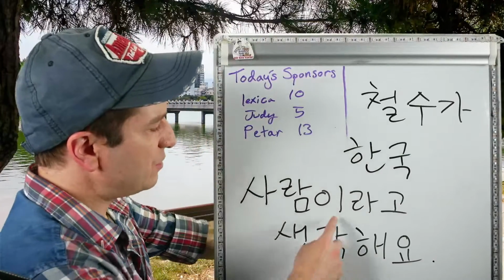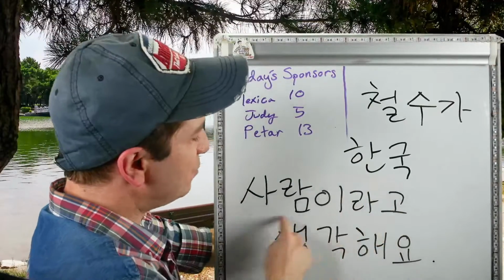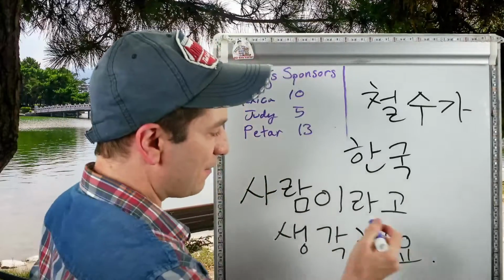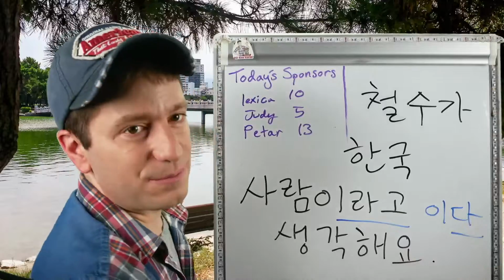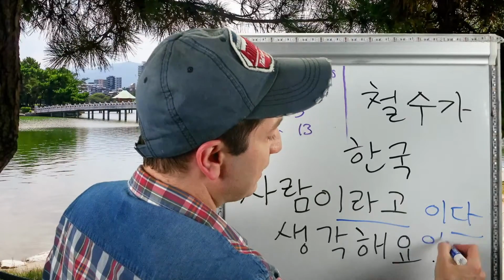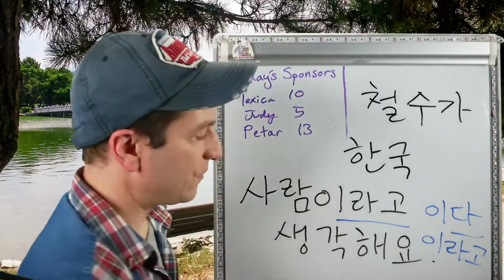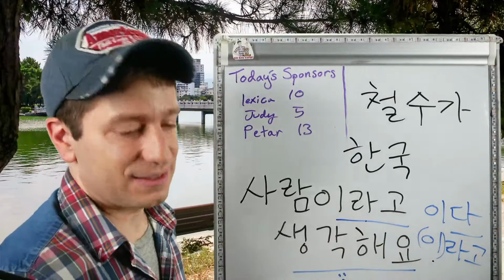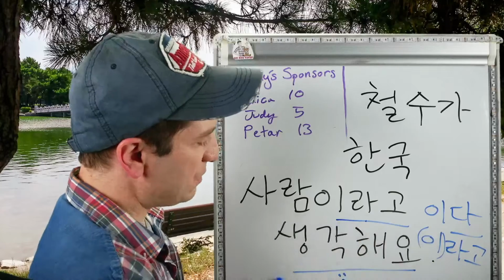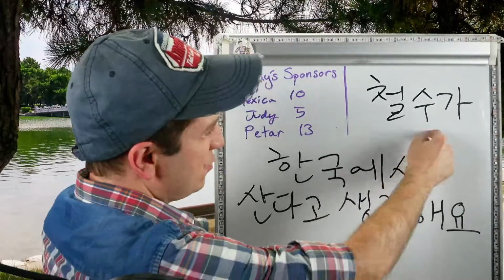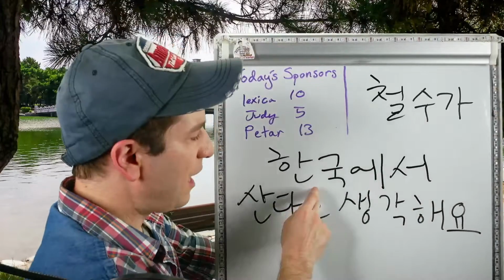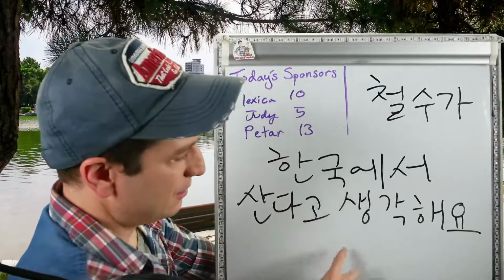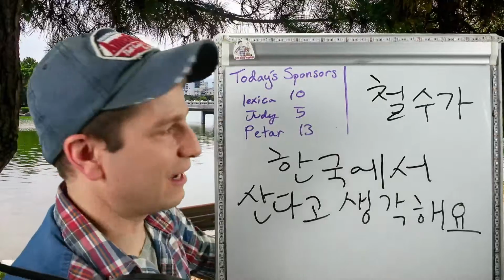철수가 한국 사람이라고 생각해요. 한국 사람, Korean person. 이라고, this comes from 이다. Remember, 다 is normally the plain form, but when you're using it with 고, you get 이라. So 이라고 생각해요. So I think 철수 is Korean. 철수가 한국 사람이라고 생각해요. 철수가, so our friend 철수, 한국, Korea에서 산다. So lives in Korea, 생각해요. I think 철수 lives in Korea.